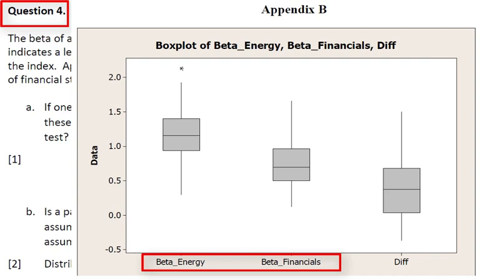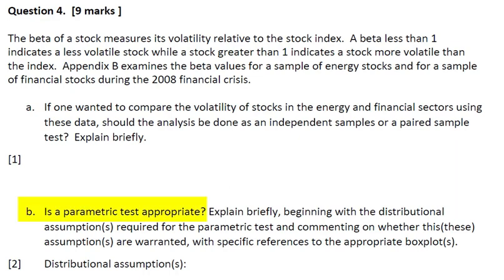So we're dealing with 2 independent samples. There's no reason to think that an energy stock is somehow dependent or related or paired with a financial stock. The problem statement doesn't give us any hint to think so. Let's look at the assumptions for using a parametric test. Parametric tests are t-test, z-test.